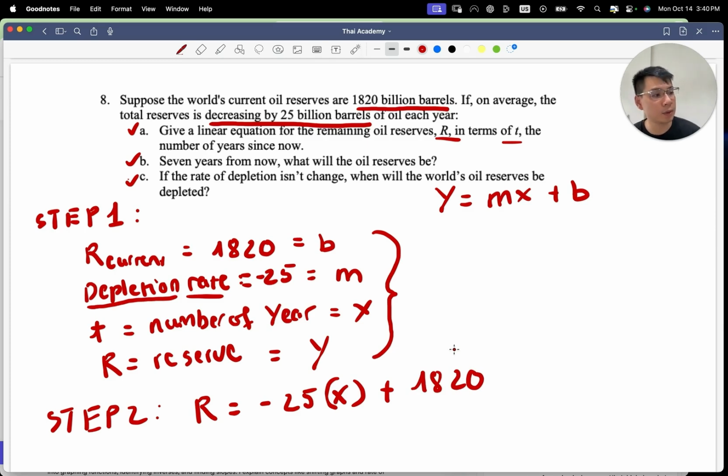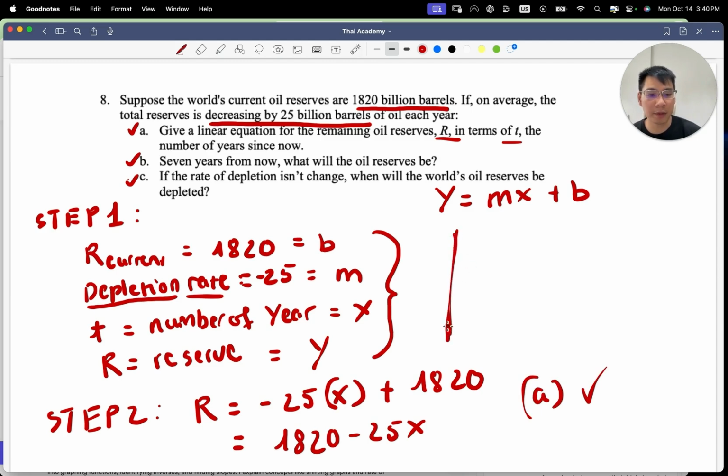We want to pay attention to the equations that we are given. So right now, if I rewrite this equation, it's going to be equal to 1820 minus 25x. Okay, that's the equation that we are looking to solve. Now we're done with A. A checked.